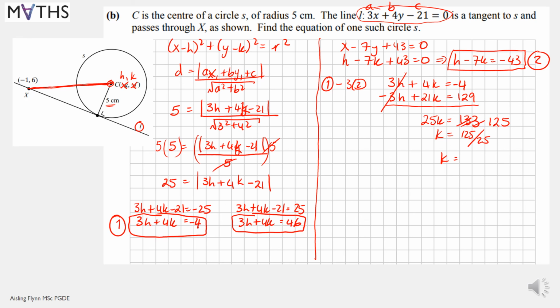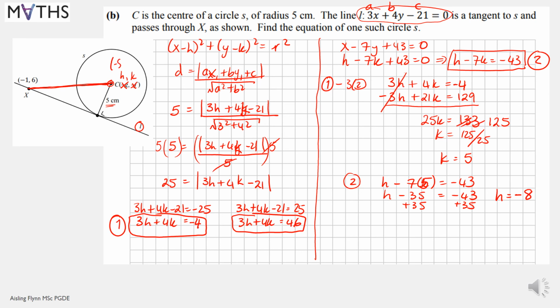K is 5. Alright, so if k is 5, what is h? Use any one at all. I'm going to use equation 2 there. h minus 7 times k is equal to minus 43, and we know k is 5, so h minus 7 times 5. So h minus 35 is equal to minus 43. I'm going to add 35 to both sides, and I get h equals minus 8. So my center, my hk, is minus 8 comma 5.